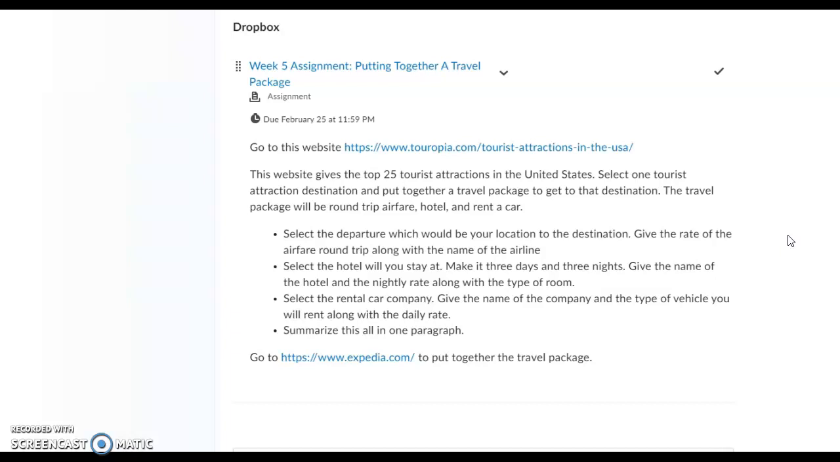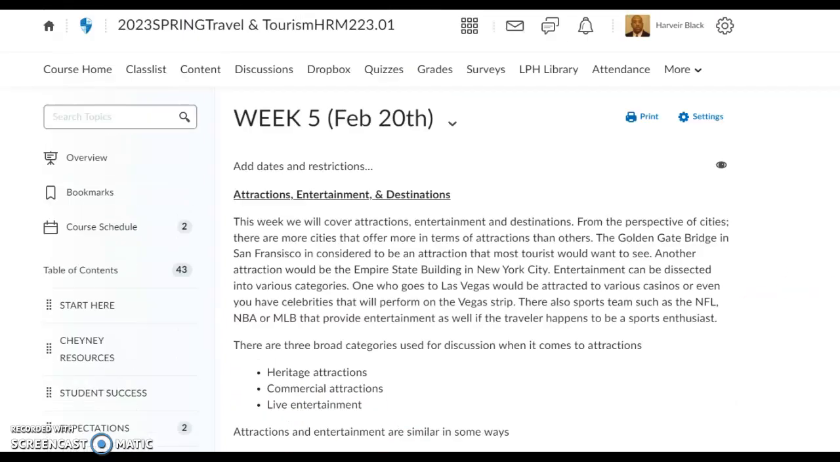I want everyone to summarize this all in one paragraph. If you go beyond one paragraph, that's okay. You will not have points deducted if it is longer than one paragraph. And you can go to Expedia.com to put together this travel package. Okay, that is the agenda for week number 5, everyone.